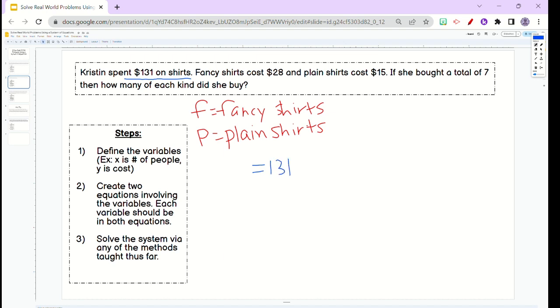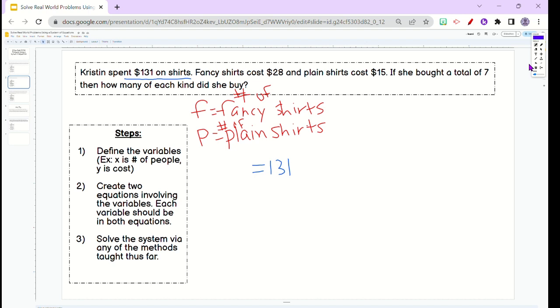And actually, before I continue this, let me just clarify. F is the number of fancy shirts, and P is the number of plain shirts, okay? Not the cost. We know how much the costs are. We needed the number of each. All right, so let's go back to the equation.